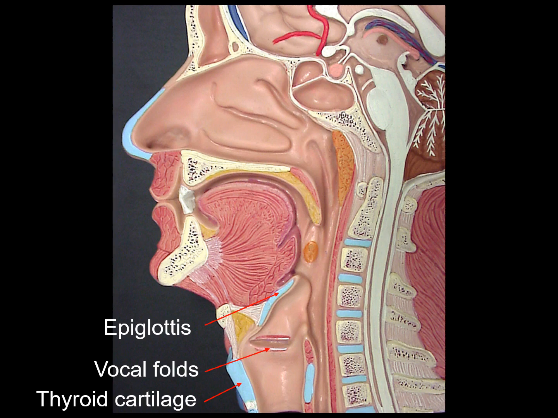So if we go back to our sagittal view of our model, we can see some of those laryngeal structures.